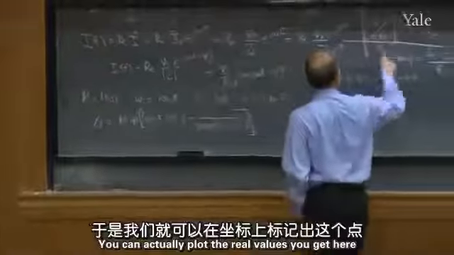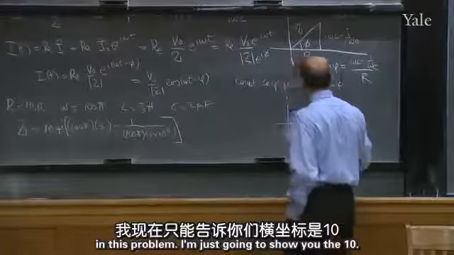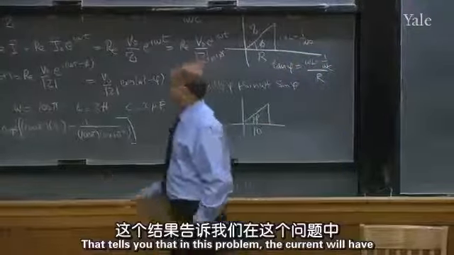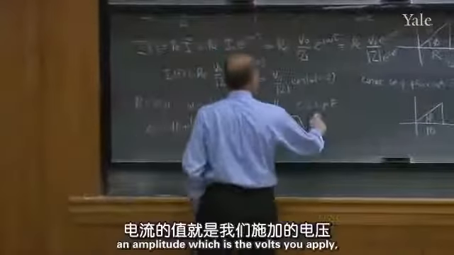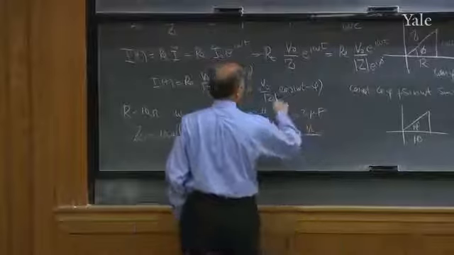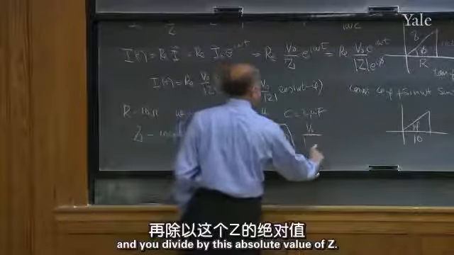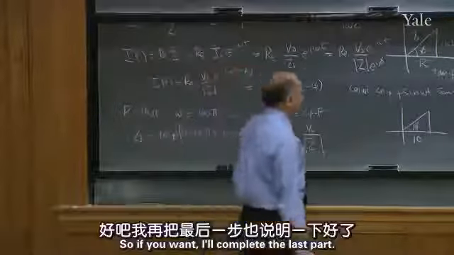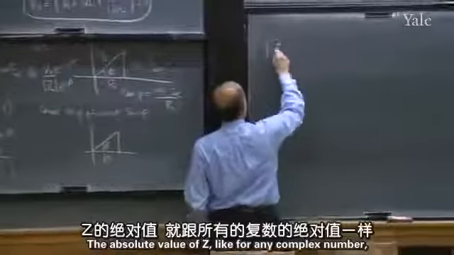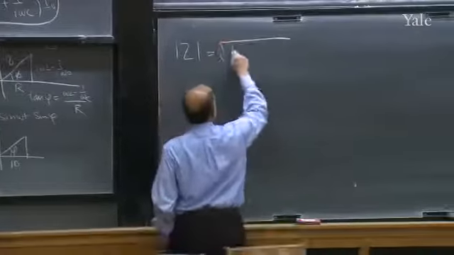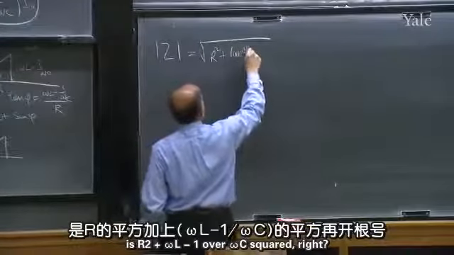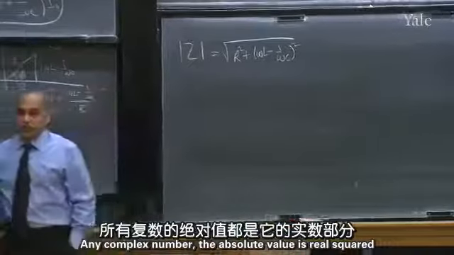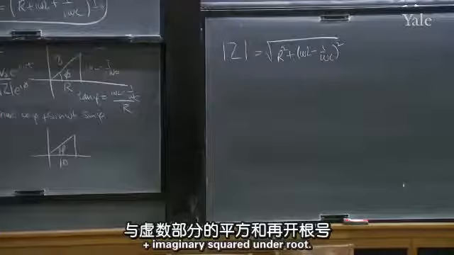You can actually plot the real values you get in this problem. I'm just going to show you the 10. The other one is whatever it is, and you can get the phase. That tells you that in this problem, the current will have an amplitude, which is the volts you applied, maybe 100 volts, divided by the absolute value of Z. If you want, I'll complete the last part. The absolute value of Z is the square root of R squared plus omega L minus 1 over omega C squared. For any complex number, the absolute value is the square root of real squared plus imaginary squared.